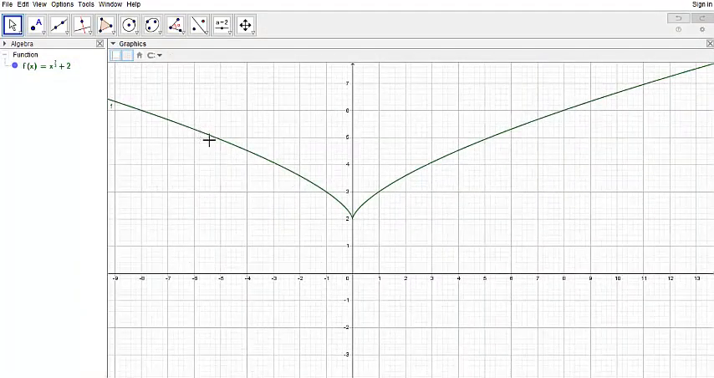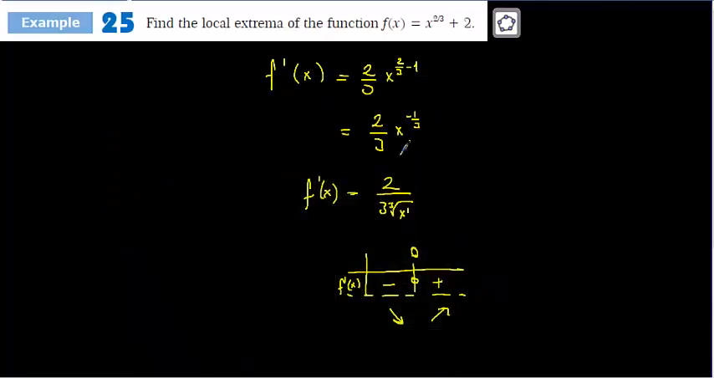As you see, when x is equal to 0, the function is first decreasing, then increasing. This is a corner point, that's why we don't have a derivative at this point. And by the way, I said f'(x) cannot be 0 there. If the derivative exists, it means that we can differentiate there, but as you see, a corner point cannot be differentiated. Okay.